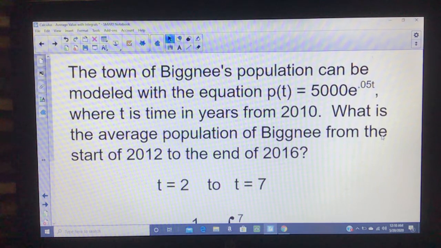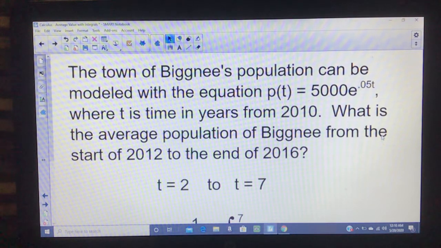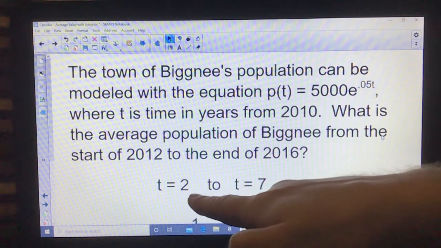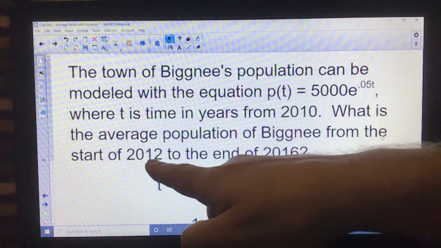Now, they want to know what is the average population of Bigny according to this equation from the start of 2012 to the end of 2016. Now, this is why I wanted to kind of do one in context, not just to show you an application of it, but to be careful when you read things. Because if you just read 2012 to 2016, you might think, well, I should use t equals 2 and t equals 6. But that's not actually the case, because this is the start of 2012.